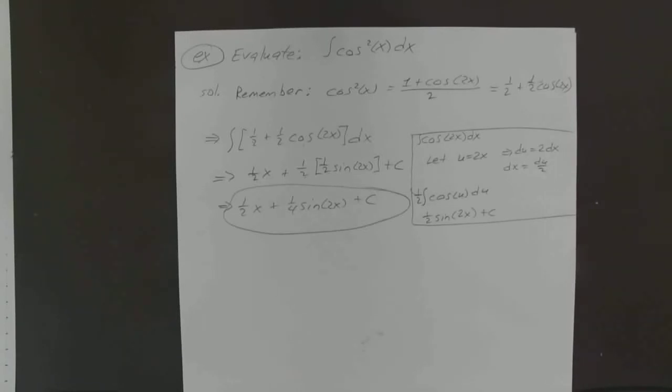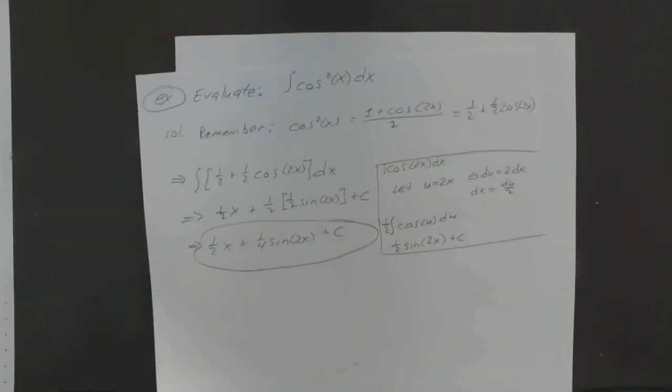Could you use u substitution for this or not? You couldn't, only because if your u is cosine of x, your du would have to have a sine x. So you wouldn't have a sine x there. All right, any other questions on this one?